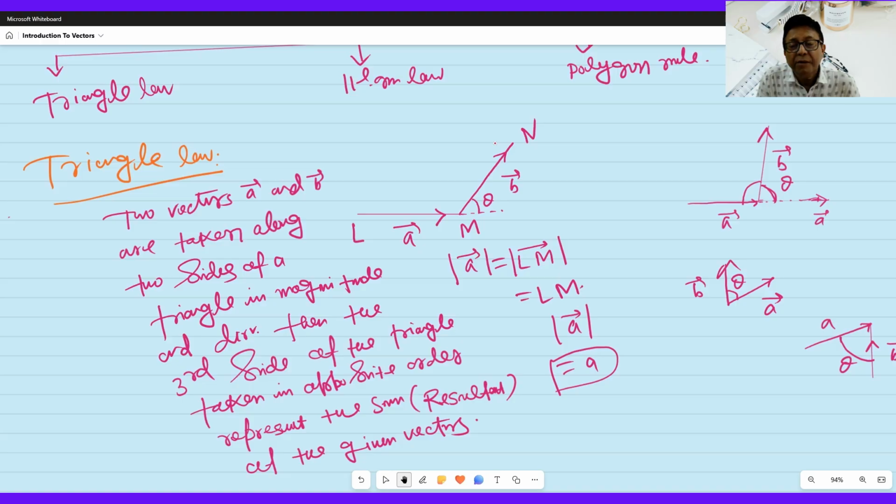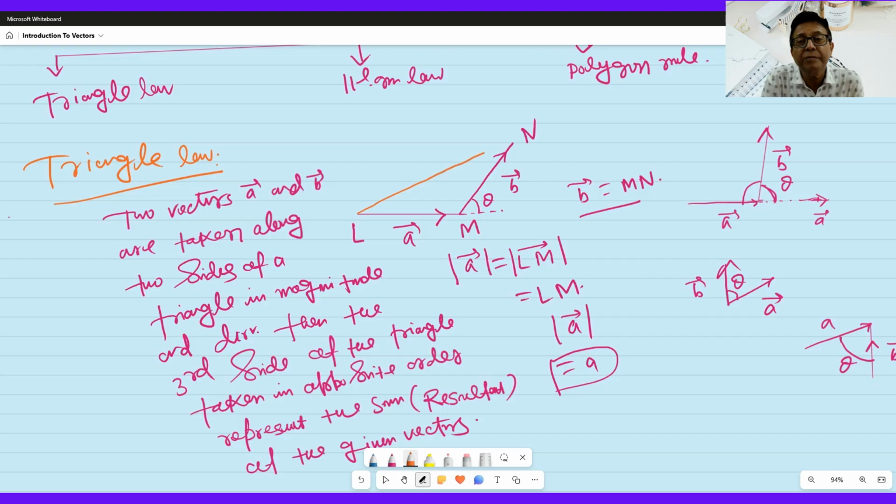It means the magnitude of B vector is the length of MN, the second side of the triangle LMN. Now let me complete the triangle. If we complete the triangle, then this one taken in the opposite sense will represent the resultant. R will be, you can write NL vector or R vector.